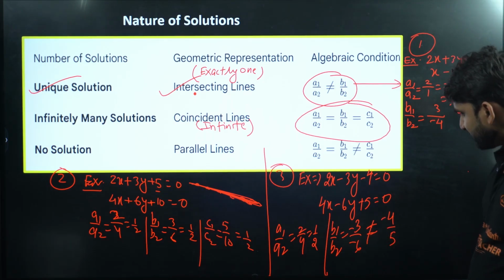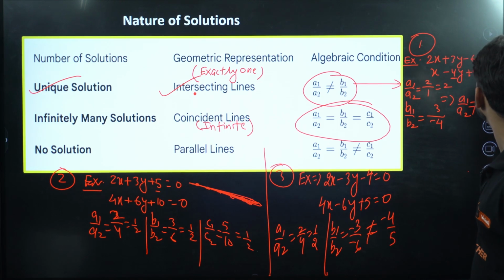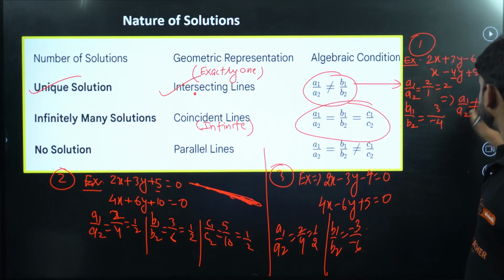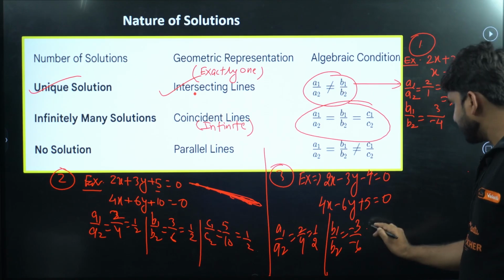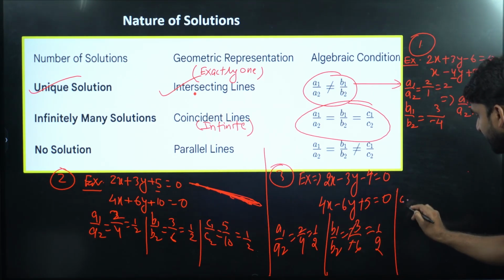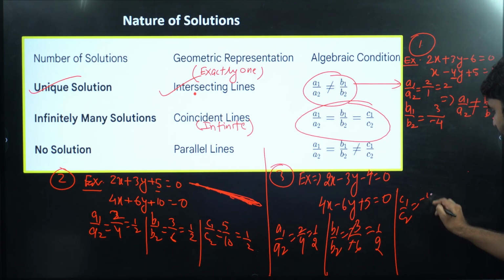So here, this is 3 by 2. Let's solve it. Minus 3 by 6 will be what, champions? This is equal to minus minus cancel. Oh wow, this is 1 by 2. Now find out C1 by C2. So C1 by C2 is minus 4 by 5.